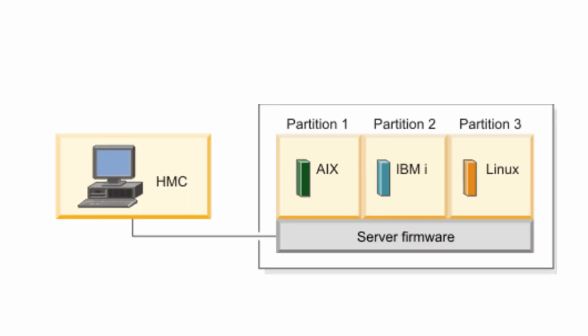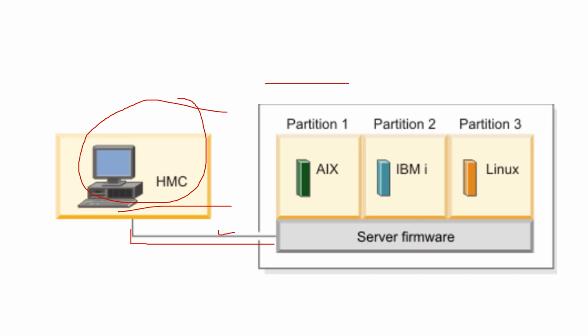Now we are going to discuss HMC. You already know HMC is the hardware management console. It is connected through a local area network, that means LAN. This is a frame that contains the CPC in the z frame. There is the server firmware, and LPAR usually refers to starting up the LPAR.